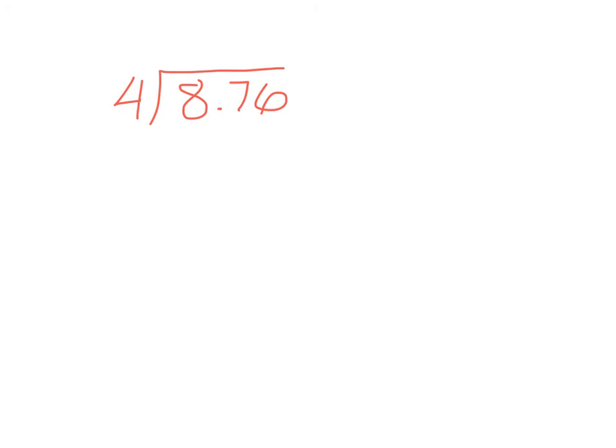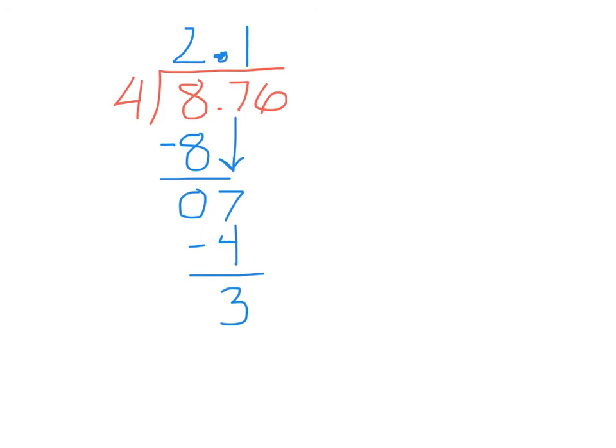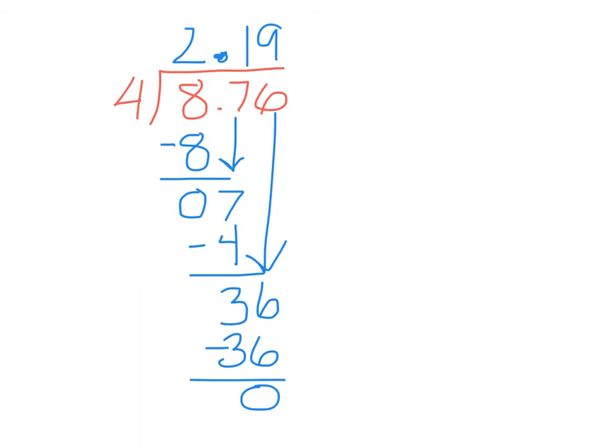Here's our next example. We have 8.76 divided by 4. So our first step is to bring this decimal straight up. So I put my decimal point there. And now I just divide like it's a typical problem. 4 goes into 8 2 times. 2 times 4 equals 8. And then I subtract. Bring down. 4 goes into 7 one time. Sorry, 4 times 1 is 4. Subtract. That's 3. I bring down and it's 6. 4 goes into 36 9 times. 9 times 4 equals 36. And that's 0. There's no remainder. So the answer is 2.19.